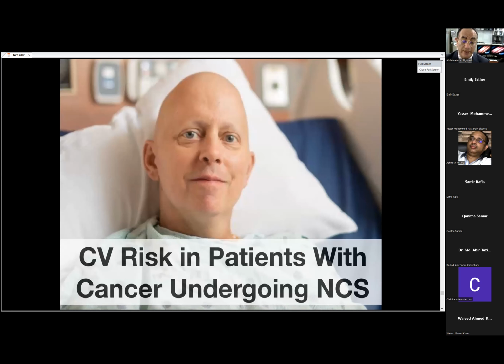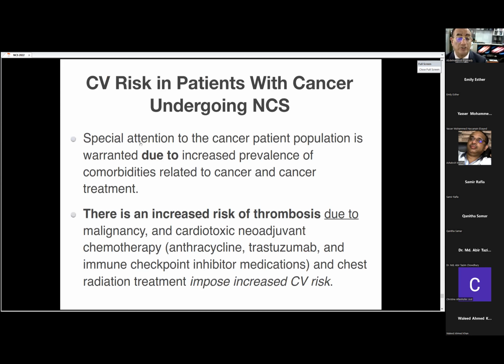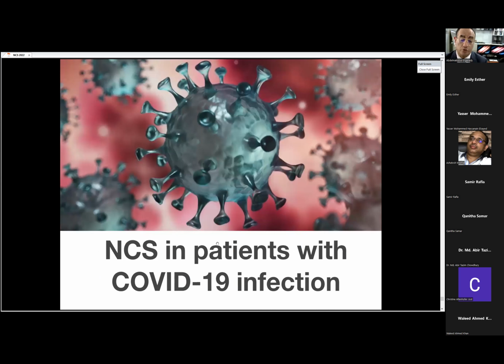Another issue raised in this guideline: cancer patients undergoing non-cardiac surgery. Special attention to the cancer patient population is warranted due to the increased prevalence of comorbidities related to cancer and cancer treatment. There is increased risk of thrombosis due to malignancy and cardiotoxic chemotherapy for this group of patients.